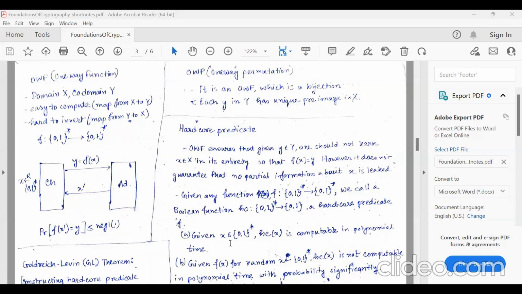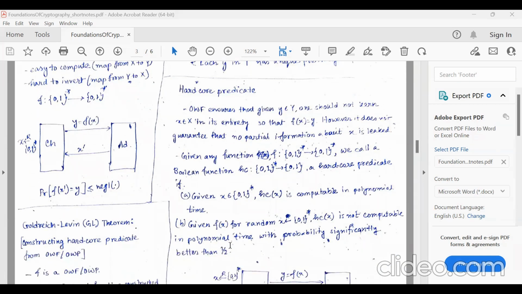So computing HC of x is easy, but given f(x), for any random x, HC(x) is not computable in polynomial time with probability significantly better than half. Why does this half come? Because HC is a Boolean function, so guessing its output, whether it is 0 or 1, has exactly probability half for random guessing. Apart from that, we just allow a very negligible probability of guessing HC(x).